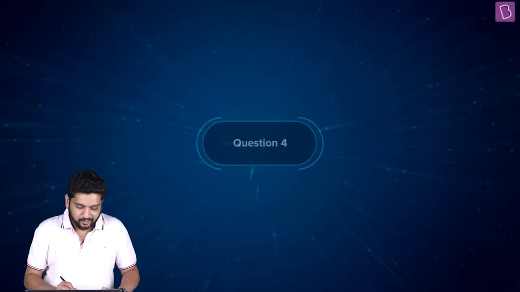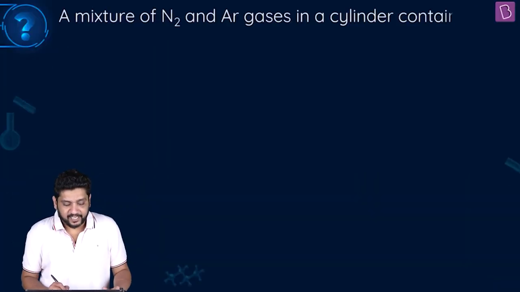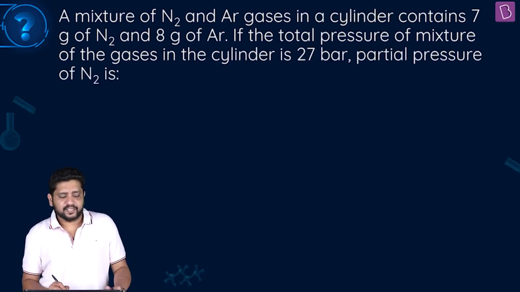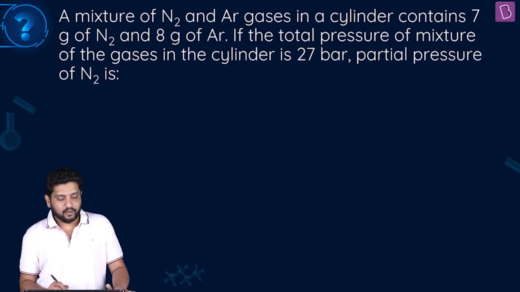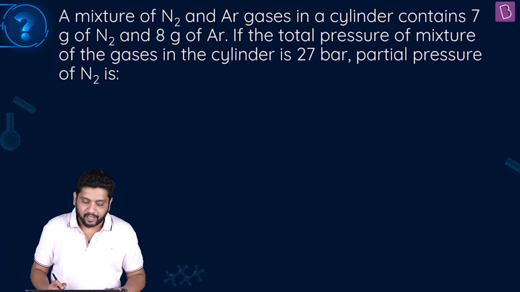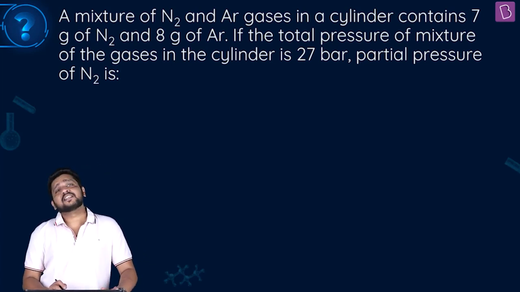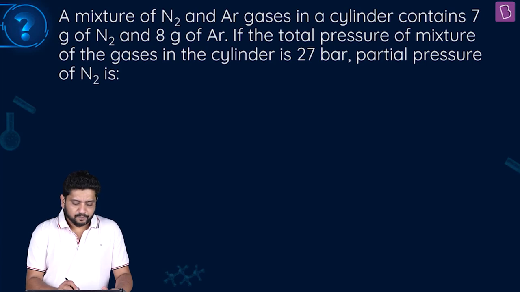Okay, now let's look at the next question. It says a mixture of N2 and argon gas in a cylinder contains 7 gram of nitrogen and 8 gram of argon. If the total pressure of the mixture of gases is 27 bar, the partial pressure of nitrogen is, right? Simple question from gaseous state, simple question based on Dalton's law. So Dalton's law of partial pressure is what we are going to use here.